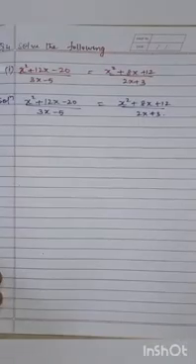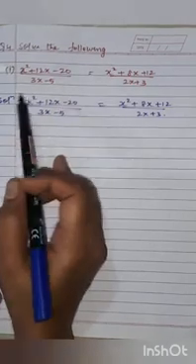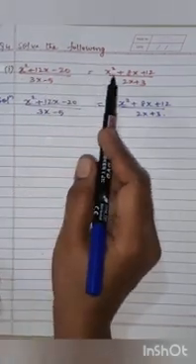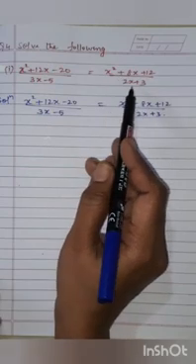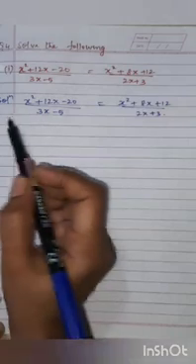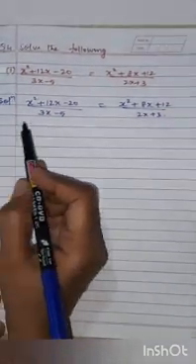Now students, our question number 4 is: solve the following. (x² + 12x - 20)/(3x - 5) = (x² + 8x + 12)/(2x + 3). Here we have to find the solution of the equation. That means we have to find the value of x.